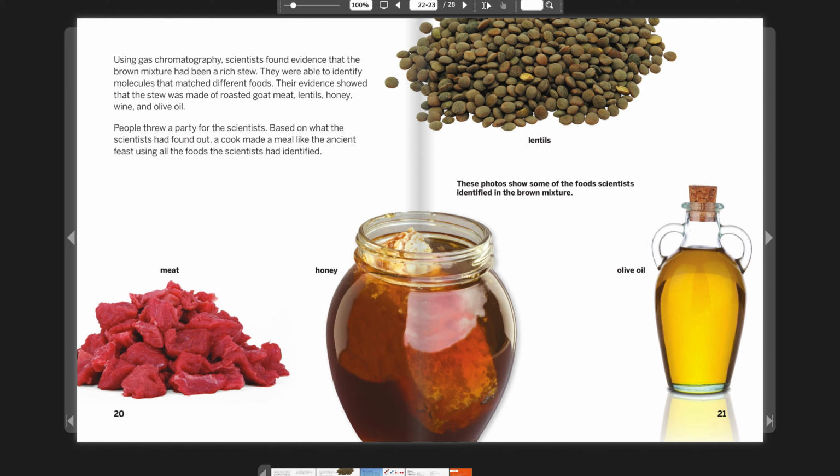People threw a party for the scientists. Based on what the scientists had found out, a cook made a meal like the ancient feasts using all the foods the scientists had identified.